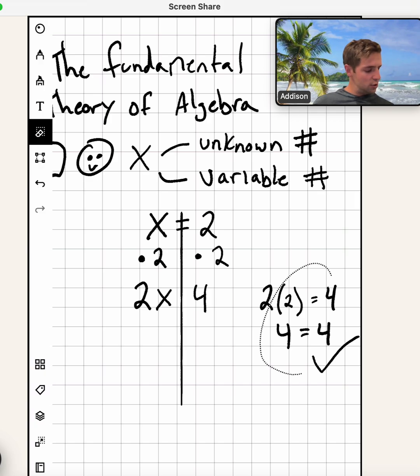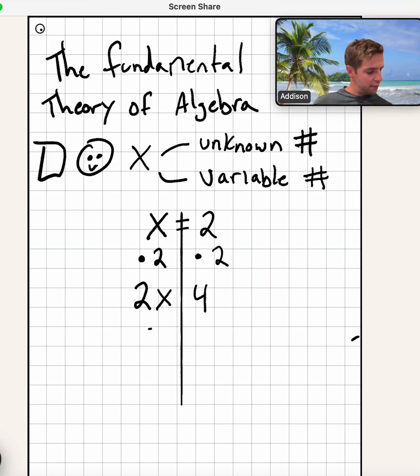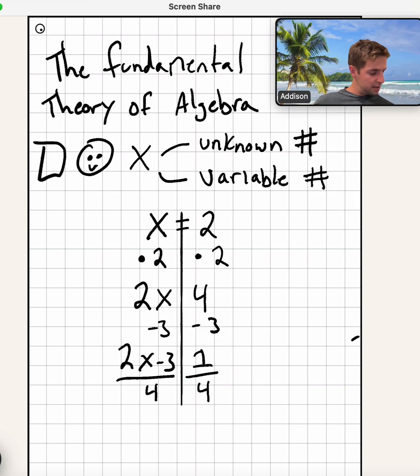Now I can continue to do stuff. For example, let's say I wanted to subtract 3 from both sides of the equation. I could do so, and I would end up with 2x minus 3 is equal to 4 minus 3. And notice that 4 minus 3 is 1. Now if I wanted to, I could divide both sides by 4. And while I can't simplify them, I would end up with this fraction here is equal to this fraction here.